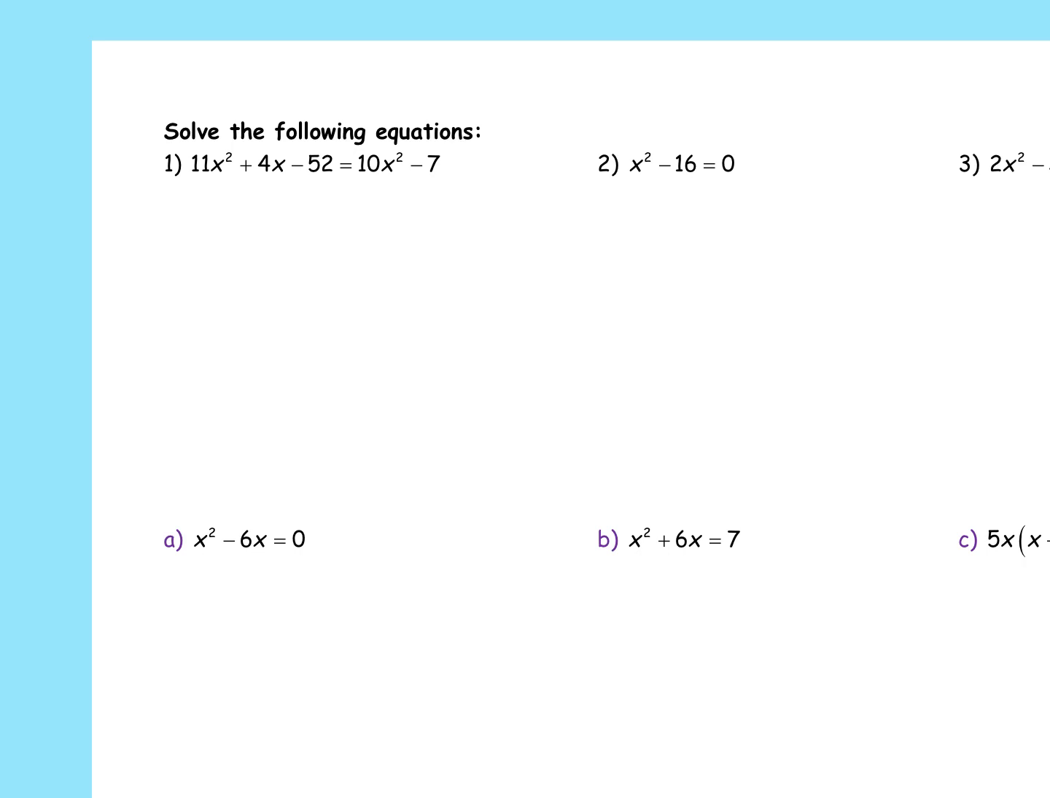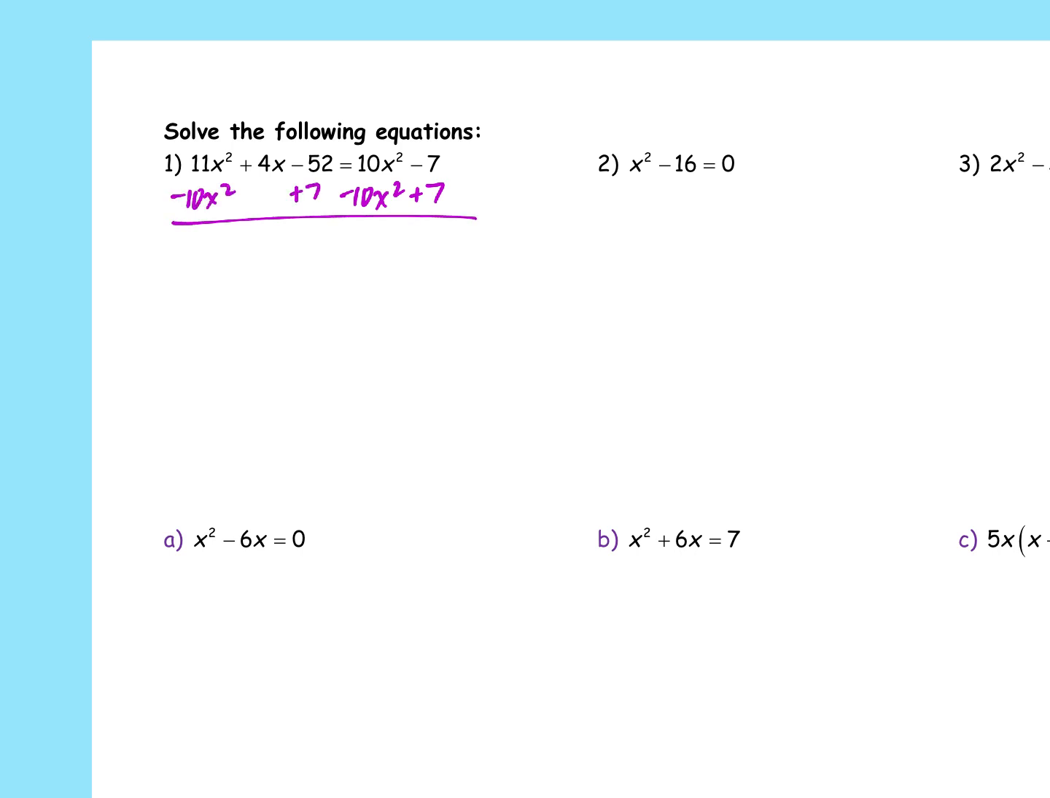The first thing we need to know is that everything needs to be on the same side of the equal sign, so that it still equals 0. Remember, when we solve anything, it has to equal 0. So I'm going to move everything to the same side of the equal sign. So I'm going to subtract 10x squared, and I'm going to add 7.